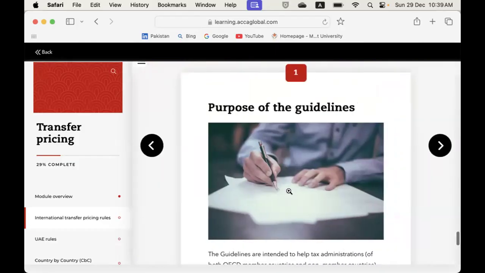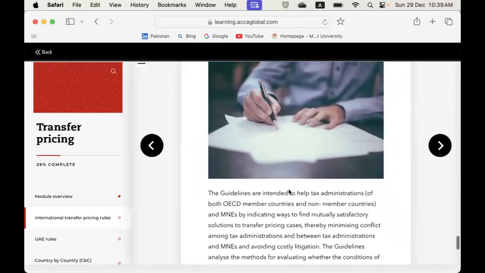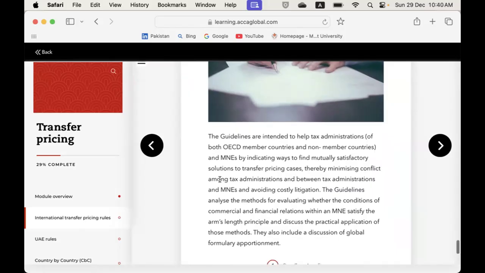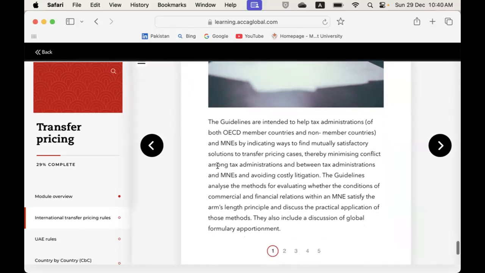So what we are going to look at now is the OECD guidelines on transfer pricing. Let us look at the purpose of the guidelines. The guidelines are intended to help tax administrations of both OECD member countries and non-member countries, and multinational enterprises, by indicating ways to find mutually satisfactory solutions to transfer pricing cases, thereby minimizing conflict among tax administrations and between tax administrations and the multinational enterprise, and avoiding costly litigation.